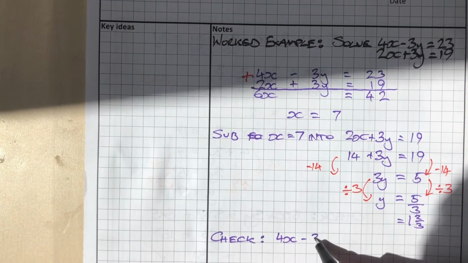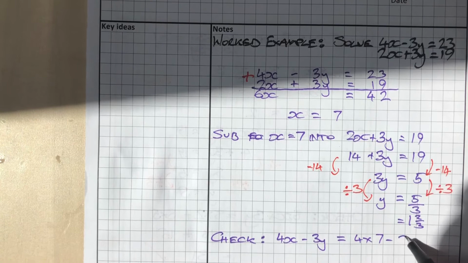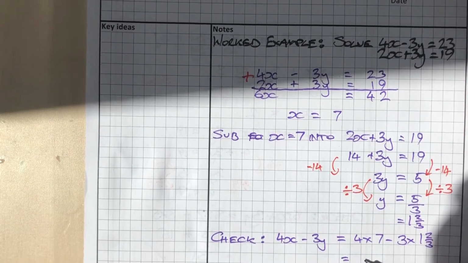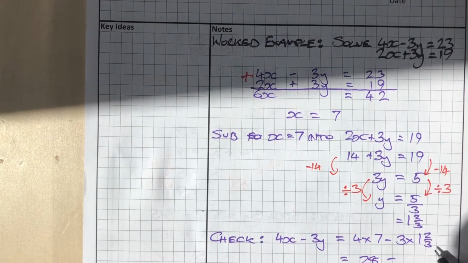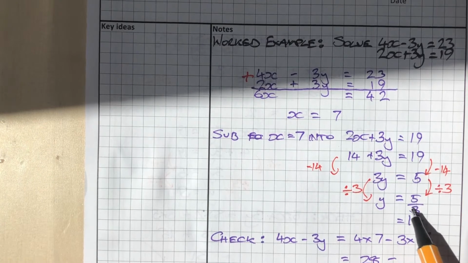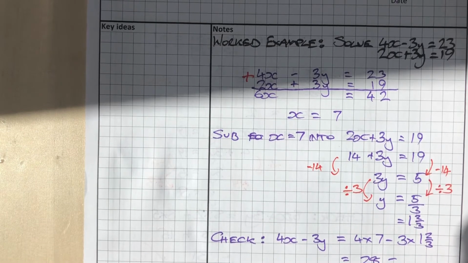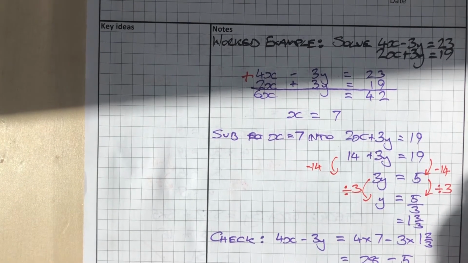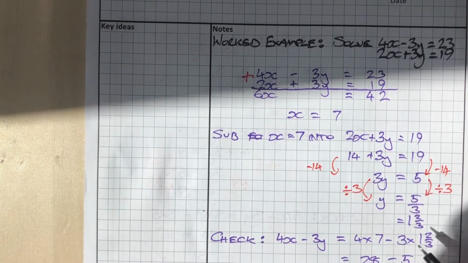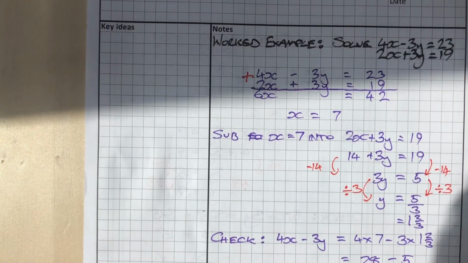So 4x take away 3y. That gives me 4 times 7 take away 3 times 1 and 2/3. So that's 28 take away. Now we know that our answer was 5/3, and we got that by doing 5 divided by 3. So if we times by 3, we're going to get back to the 5. 28 take away 5, and that is 23. And that is what it was supposed to be. So we are correct.